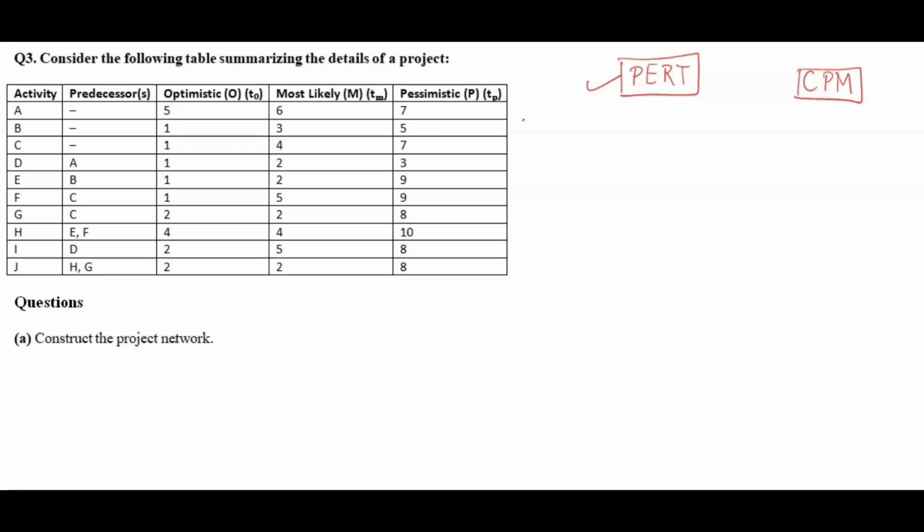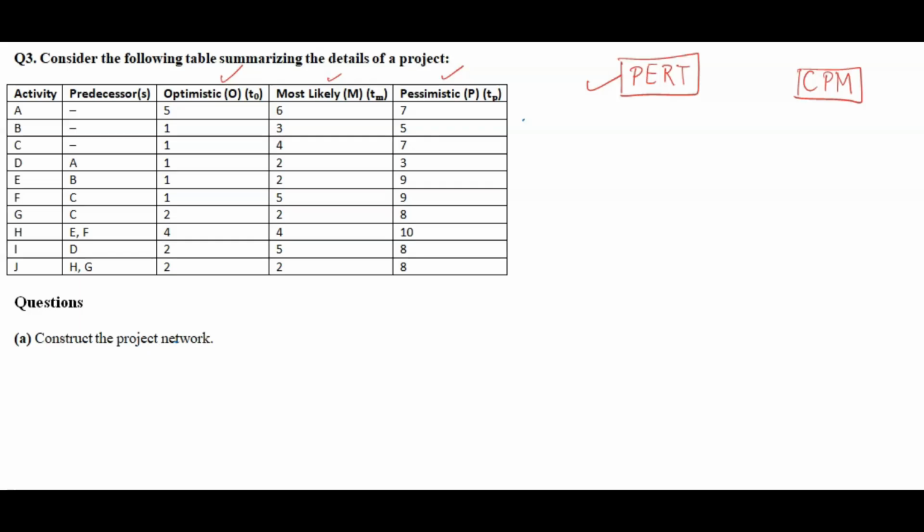The only difference here is in CPM you will have only one activity, one duration. In CPM the activity timings are deterministic in nature, but in PERT here you can see three columns. For time only we have three columns. There is optimistic time, that is represented by TO. There is most likely time, that is represented by TM, and there is pessimistic time, that is represented by TP. So three types of time will be given in PERT. That is the only difference. Rest all things will remain the same.